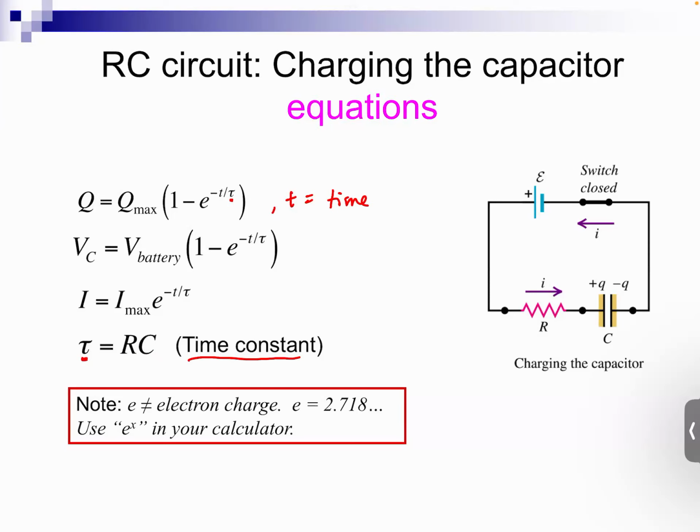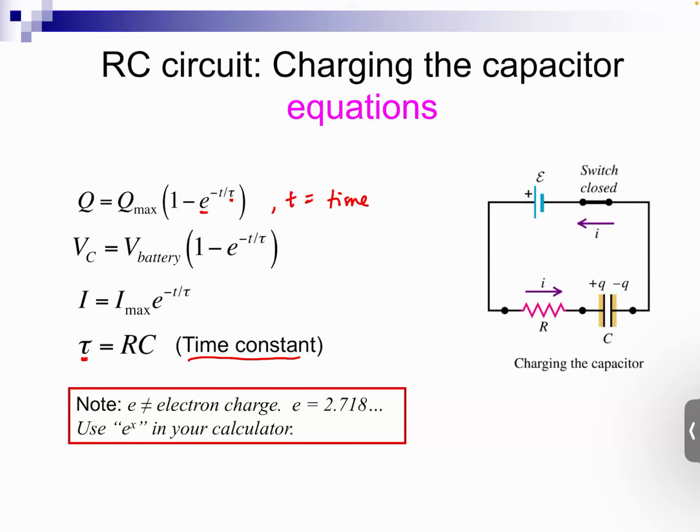You will see in this equation here, e. I know we use e for the elementary charge of an electron, but e here represents the constant 2.718, which you can access as the e to the power x button on your calculator, which is what you'll use to solve these equations. So I would say these equations are important. If you're building a formula sheet for the test, these are fundamental equations that I would recommend you put in your formula sheet.